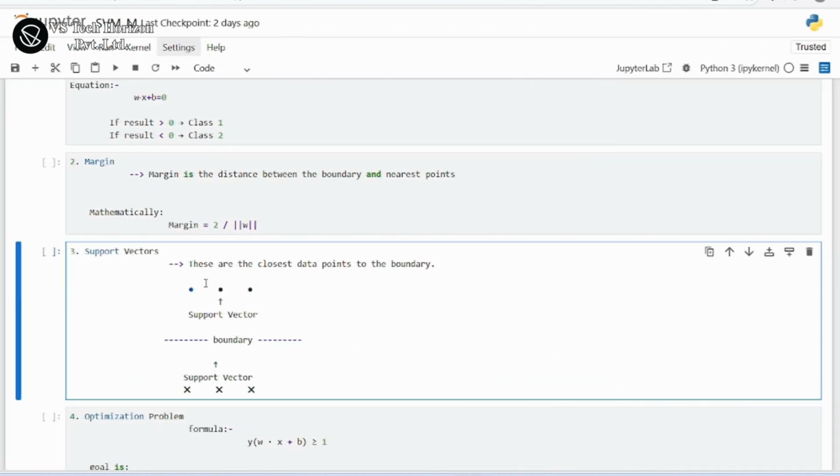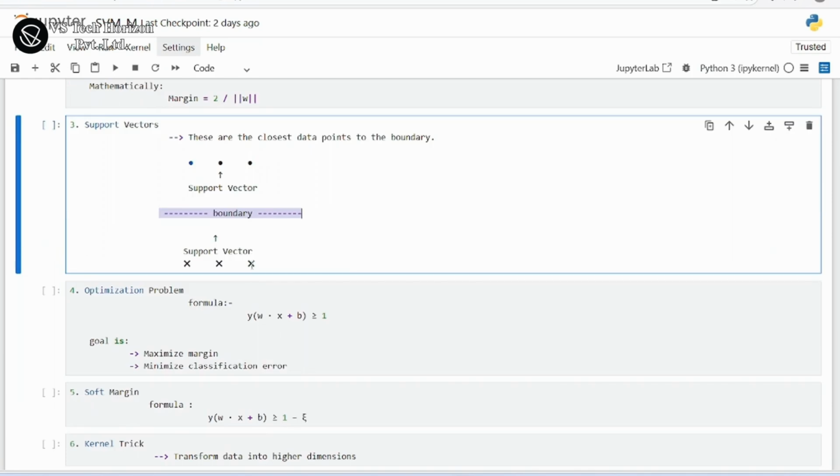Next is support vector. These are the closest data points to the boundary, and these are the most important data points that directly determine the position of the hyperplane. Suppose if a support vector changes, then the boundary changes, and other points have less effect. As you can see, there are two classes, dotted and cross. Here is the boundary that separates them.